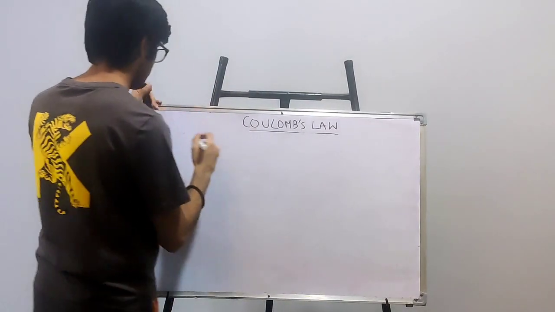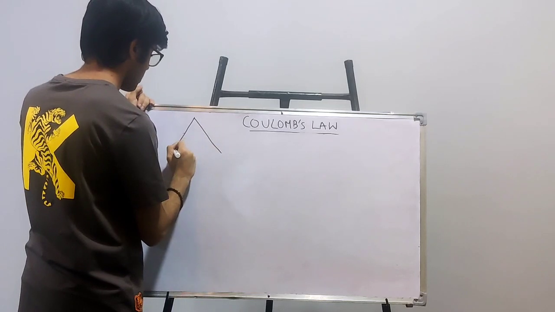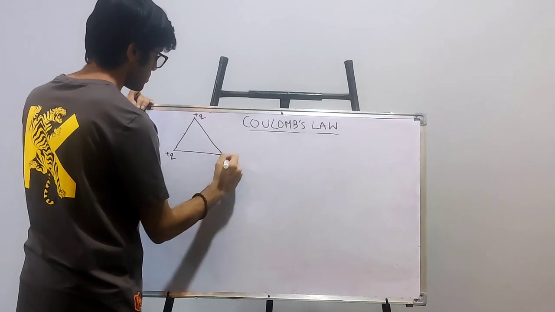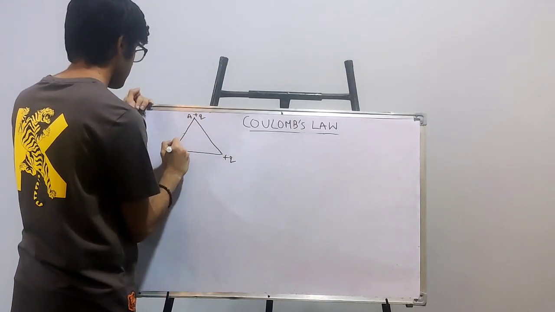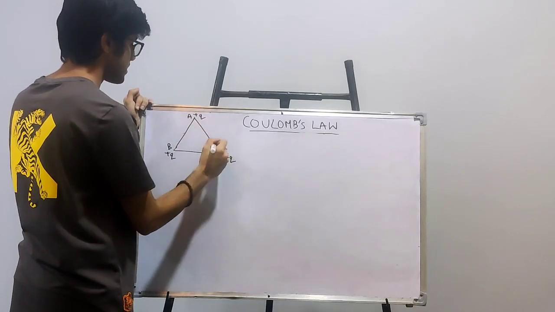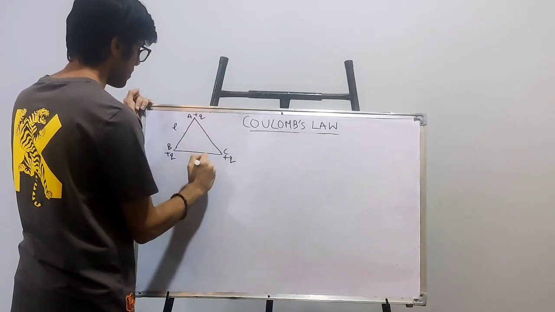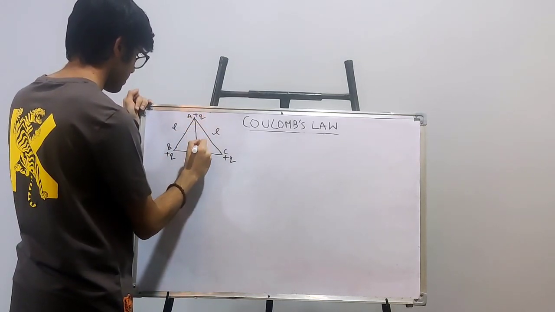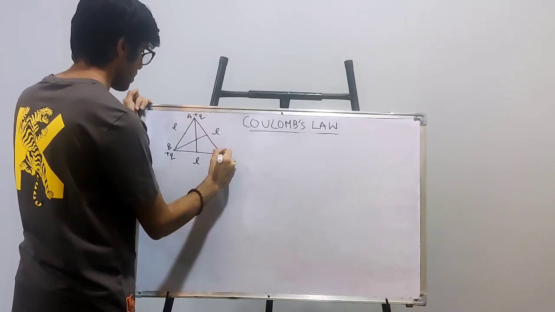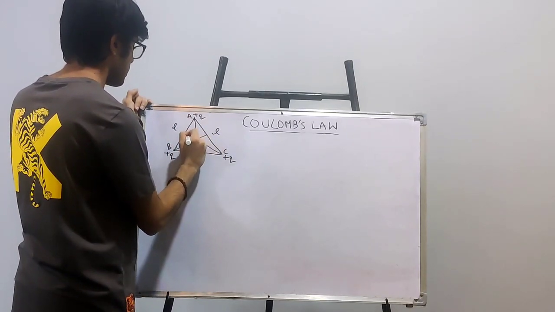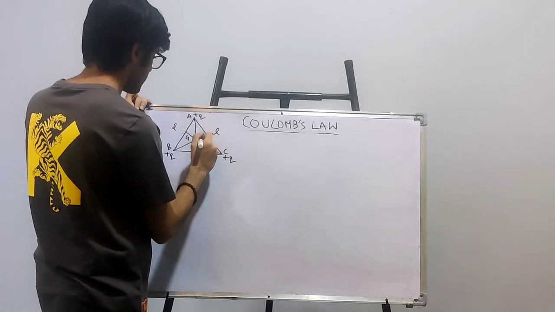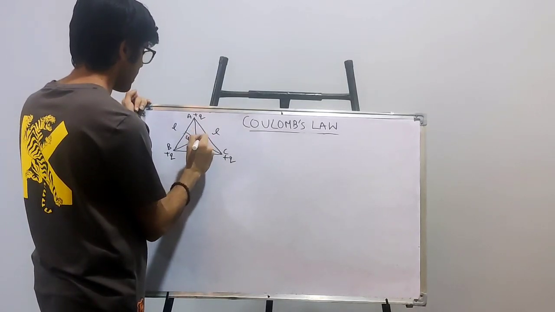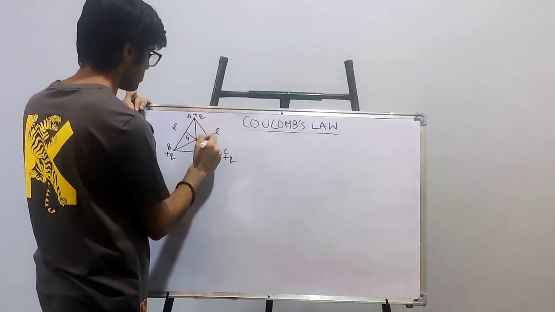Let us say we have a triangle here, an equilateral triangle. This is plus q charge here, this is plus q charge here, this is plus q charge here. Point A, point B, point C. ABC is an equilateral triangle of side L. At the centroid of this triangle, let's say there is a charge plus capital Q. We need to calculate the net force on this plus capital Q charge.